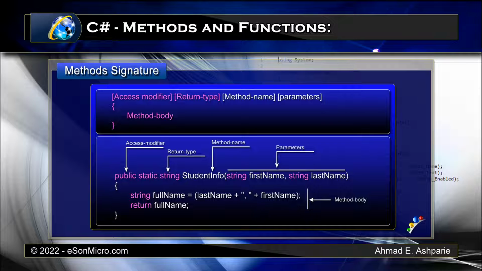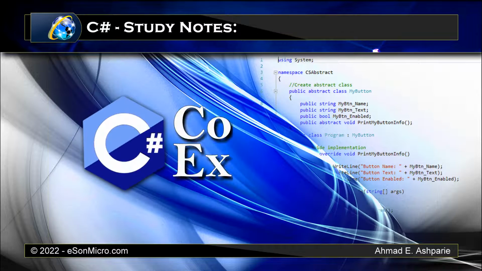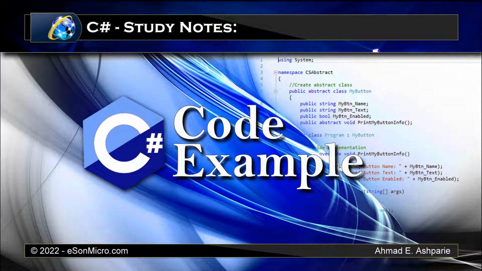In this example, public is the access modifier. Static, we will talk about static later in this tutorial. String is the return type. StudentInfo is the method name. Inside parentheses, string firstName and string lastName are the parameters. String fullName equals lastName plus firstName, and the return value within braces are the method body. Now, let's switch to Visual Studio.